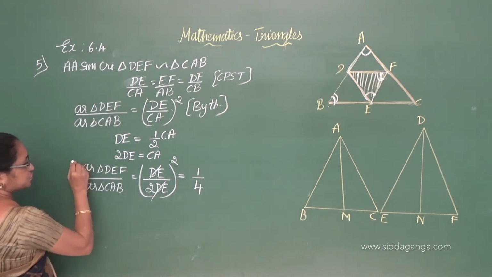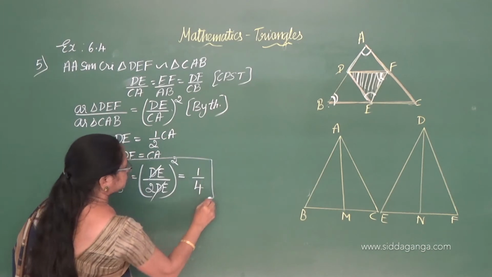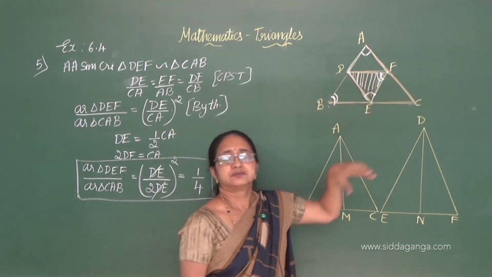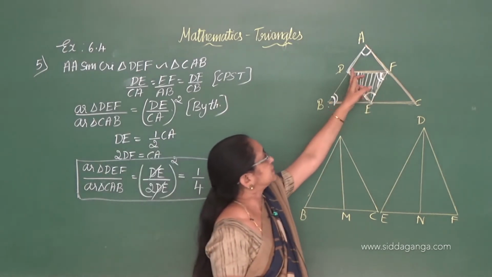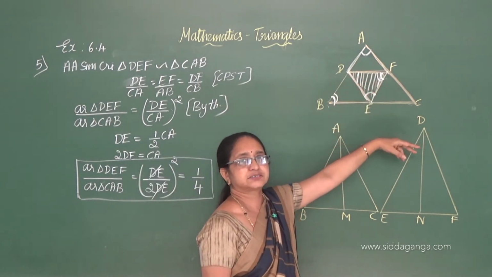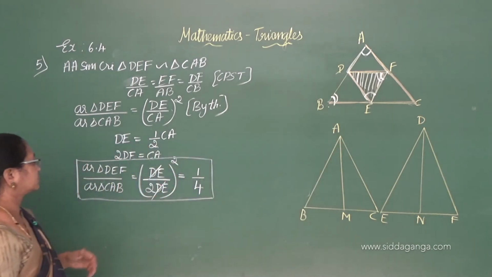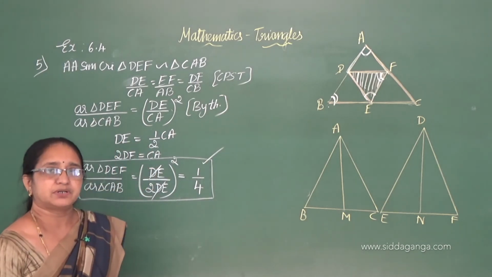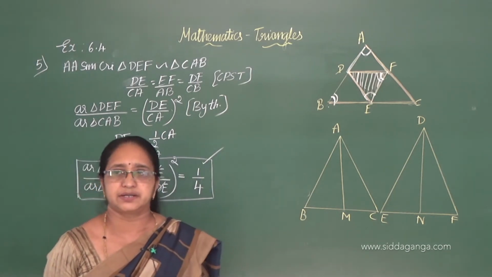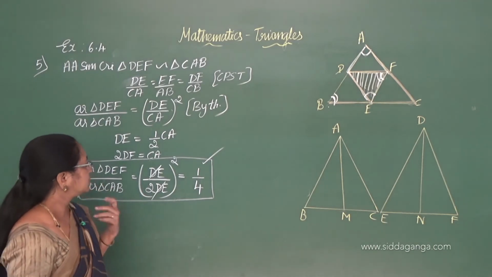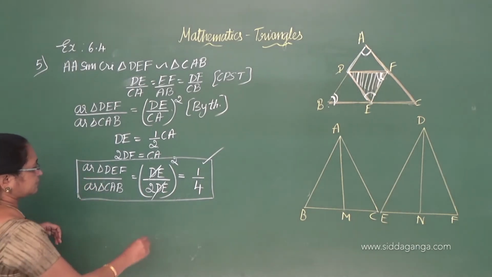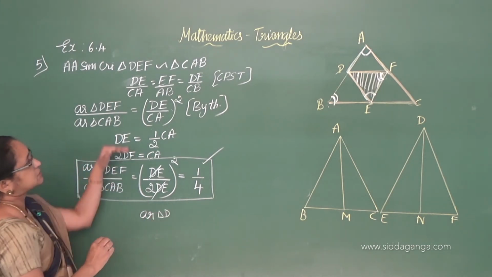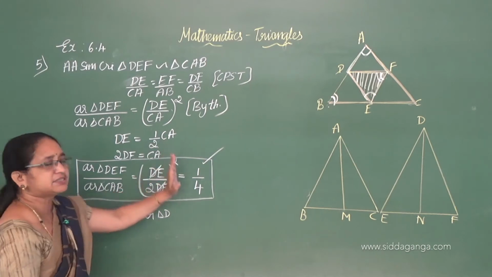Okay. So the ratio of the areas of two triangles is equal to 1 by 4. Means, what is the meaning of this? This is very, very important. They can ask you some 1 mark question, MCQ, like that. See, they will give the area of triangle. So I hope you understood these steps. So I completed this problem.